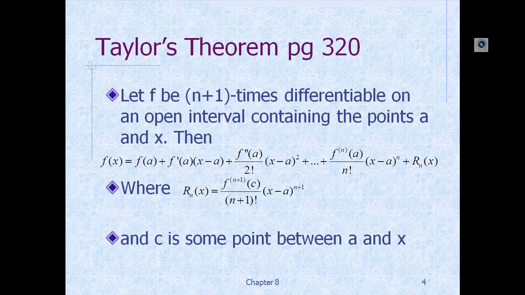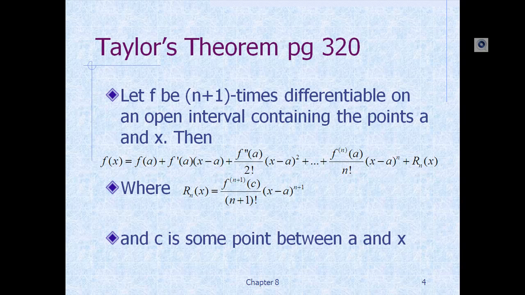Suppose the function f is n+1 times differentiable on an open interval containing a point x. Then f(x) is equal to f(a) plus f'(a)(x-a), as usual the Taylor polynomial, plus the remainder term Rn(x). Rn(x) is actually the (n+1)th derivative of f at the point c over (n+1) factorial times (x-a) raised to n+1, where c is some point between a and x.